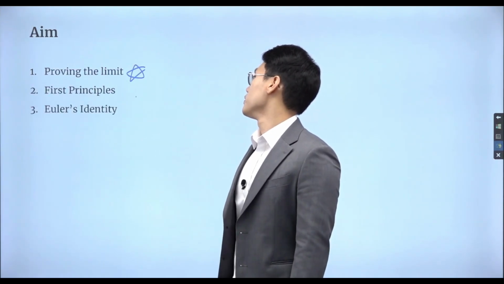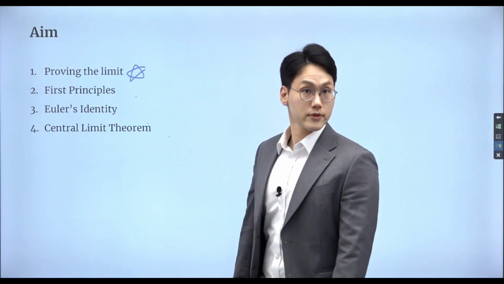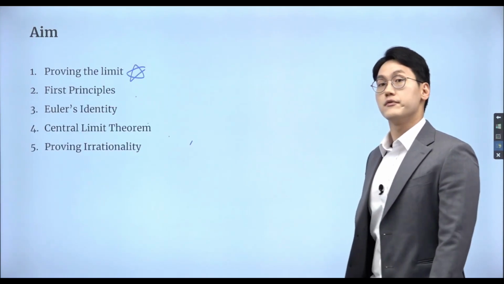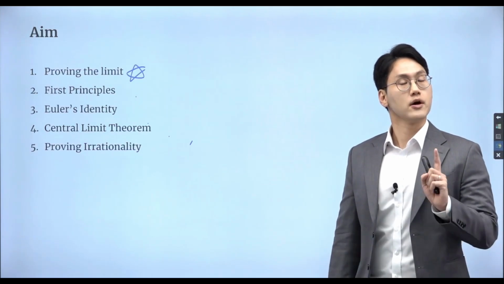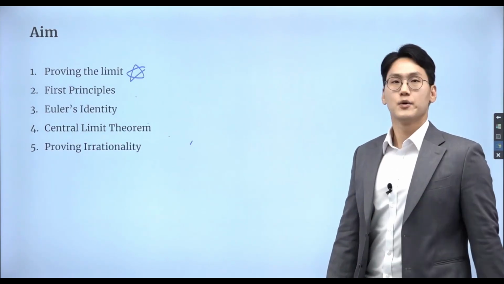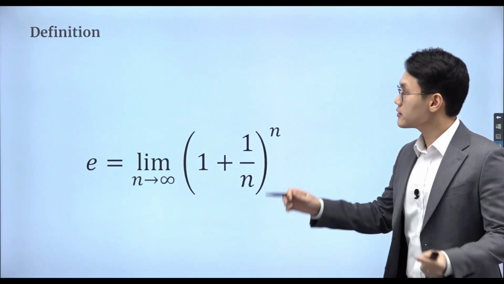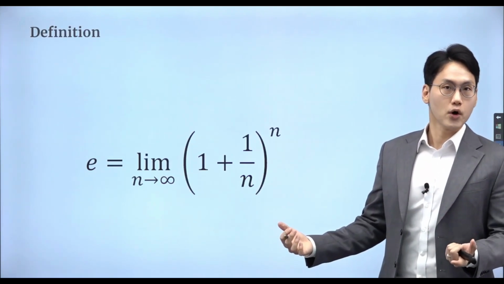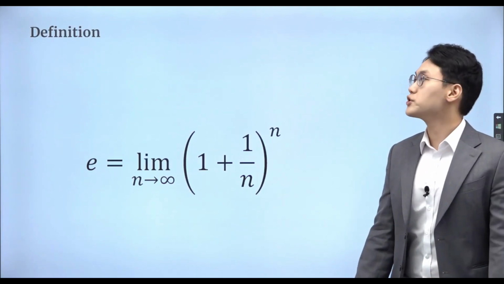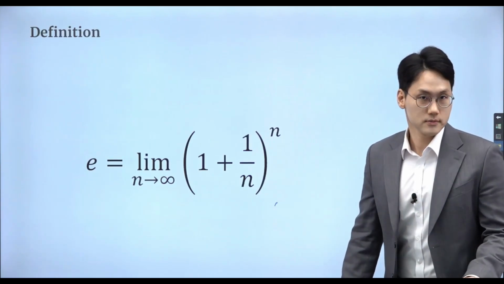And then the first principle, Euler's identity, the central limit theorem with topic 4, and then proving irrationality using something called the auxiliary function. Without further ado, let's get started. So yes, these are potential IA topics for you also. Enjoy. So yes, the definition of E.